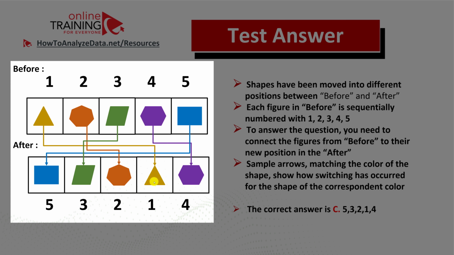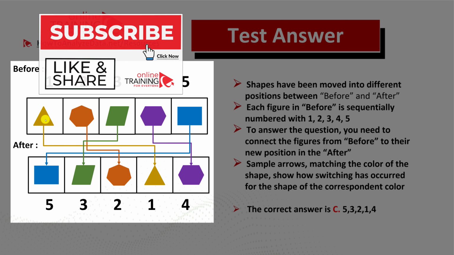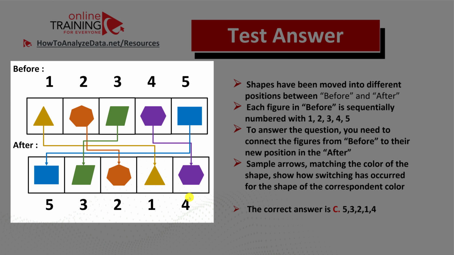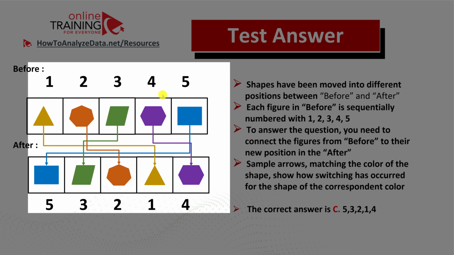position 4. So what we do here, we have counts of the positions 1, 2, 3, 4, 5, and those are original positions. Because the triangle moved from position 1 to position 4, now in the correct answer, we will see 1 in position 4, because 1 represents the triangle's original position. You can follow all the shapes from their original position into their new position. And if you look at the answers, you will see that after switching, the correct order is 5, 3, 2, 1, 4.